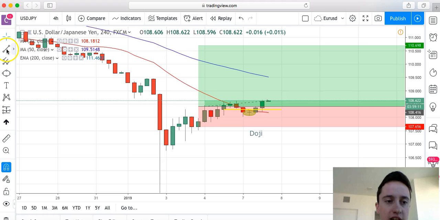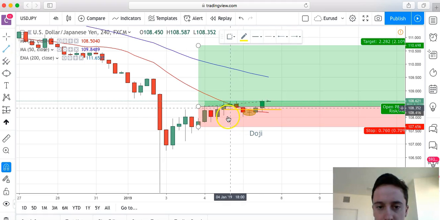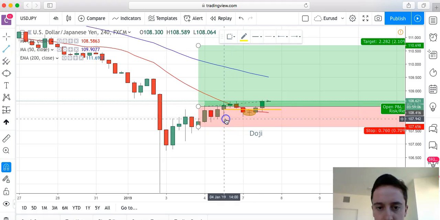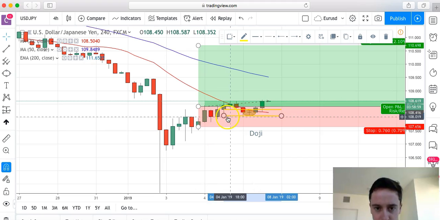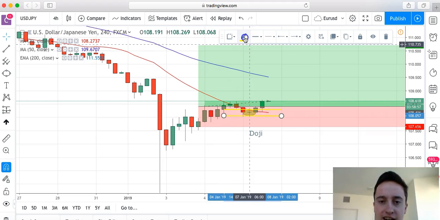Now let's say that's where we entered, and then this right here is our stop loss. Okay, we're gonna make this red, guys.